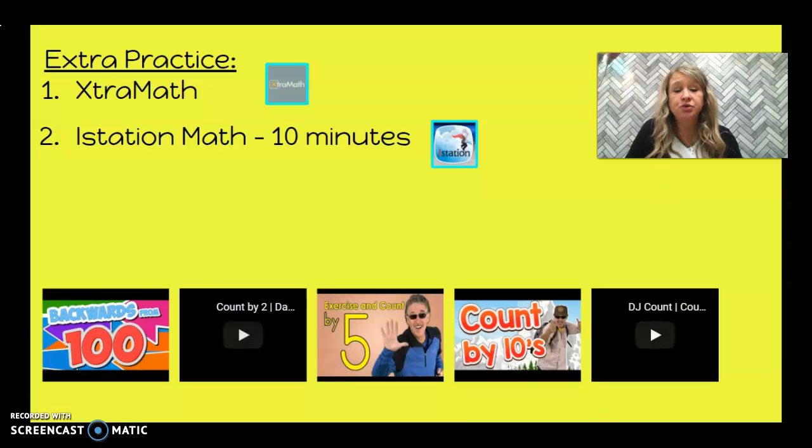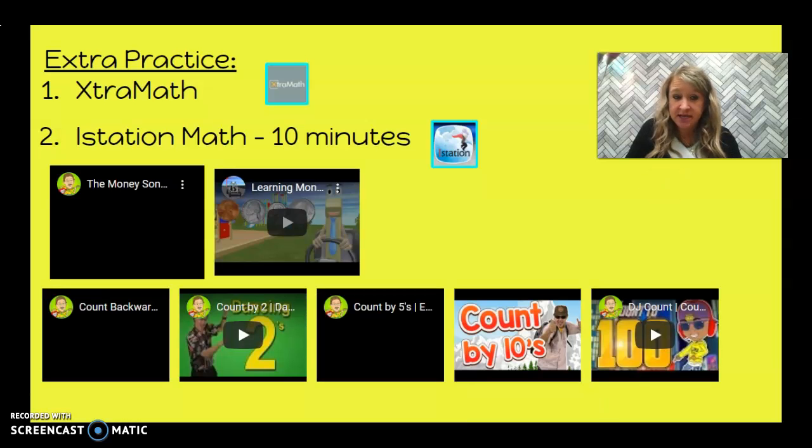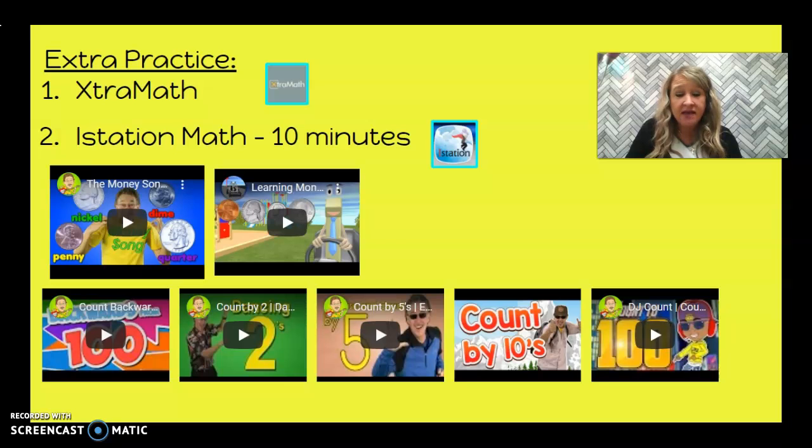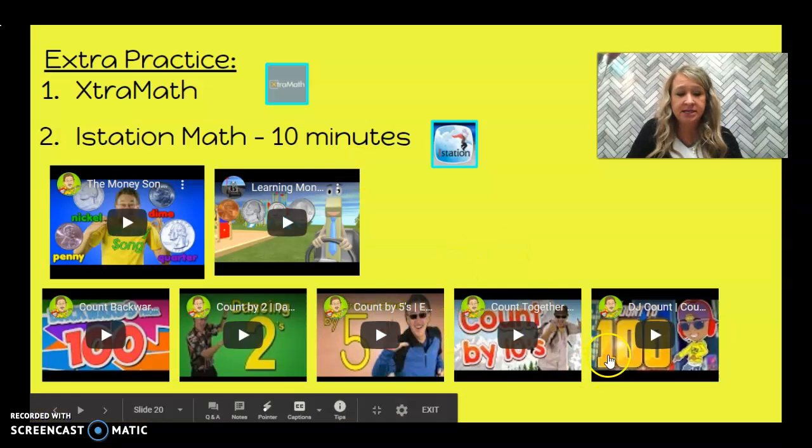Then when you're finished, you will go to Extra Math for 10 minutes, iStation for 10 minutes, and then you have your money videos, or you can practice your counting by 5s, your counting by 10s, or your counting by 2s.